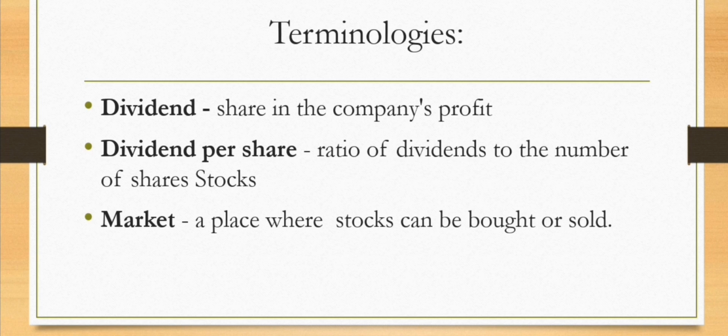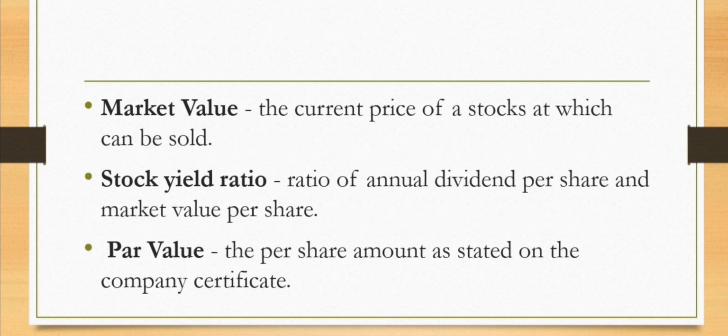So first, dividend. So what is dividend? Dividend is the share in the company's profit. Dividend per share is the ratio of dividends to the number of shares of stock. The market is a place where stocks can be bought or sold. Market value is the current price of a stock at which it can be sold. Stock yield ratio is the ratio of the annual dividend per share and the market value per share.